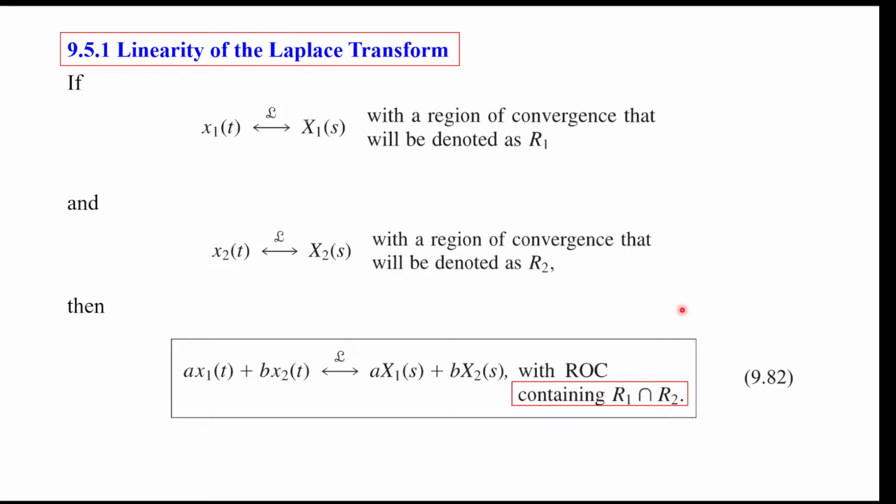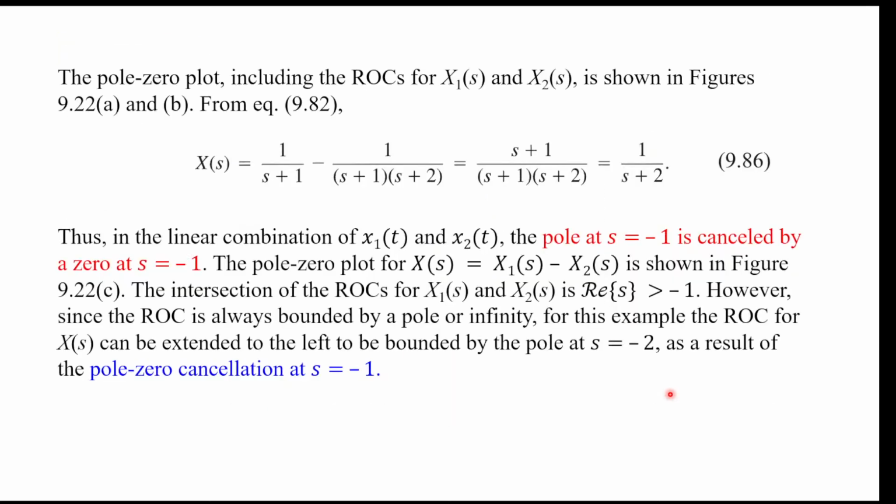And so this is why we say containing. We know the R1 intersection with R2 must be inside the ROC, but if you get very lucky, then some poles cancel out, and then the ROC can be larger. Okay, so this is what happened.